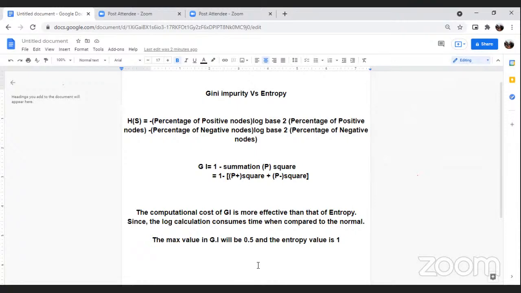Just a moment, Neelam. I'm just going through your answer. Exactly, Neelam. Yeah, you're right. Basically, Gini impurity is less time-taking and also less effort-consuming when compared to entropy.